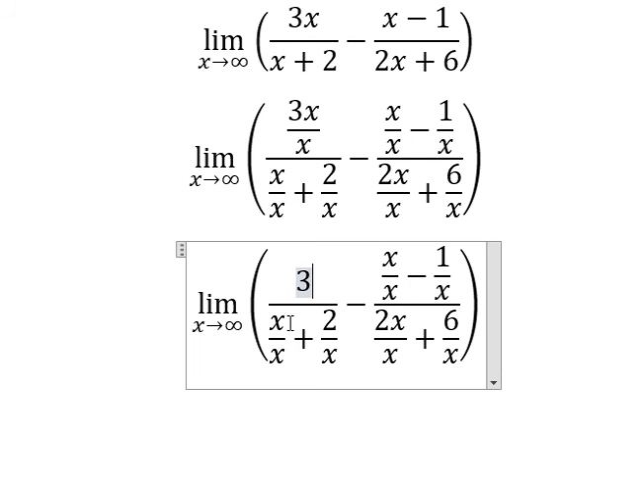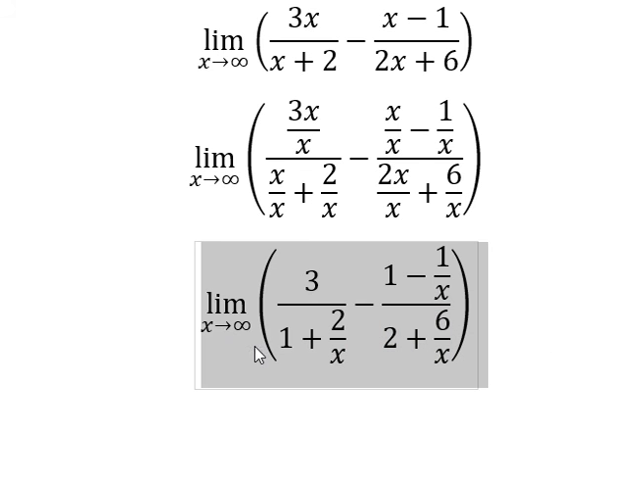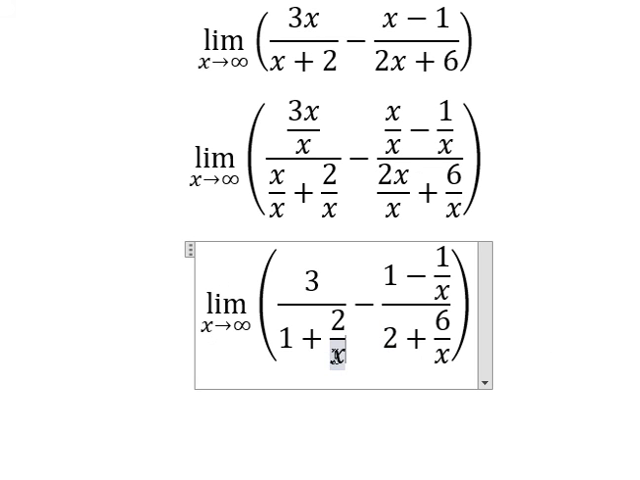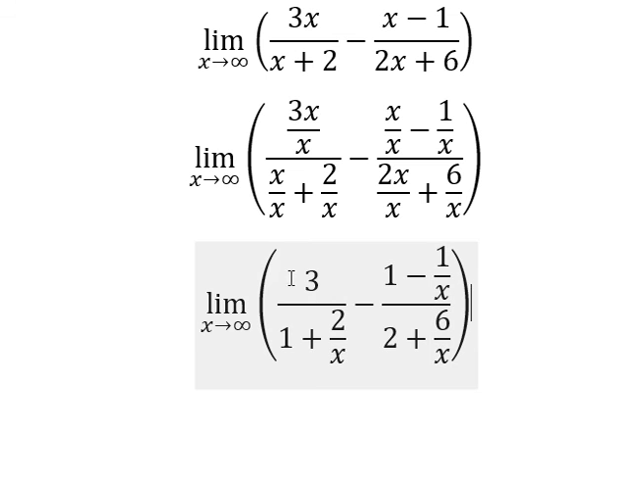This one is about 3, this one is about 1, this one is about 1, and this one is about 2. Now when x approaches positive infinity, this one goes to positive infinity, and a number divided by positive infinity gives about 0. Similar for this one and this one. And now we can get the final answer.